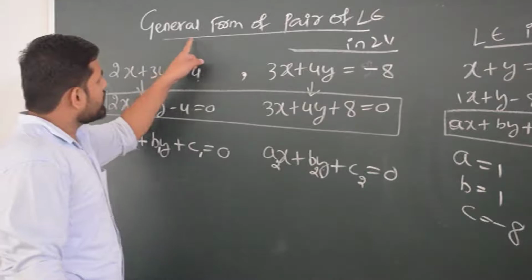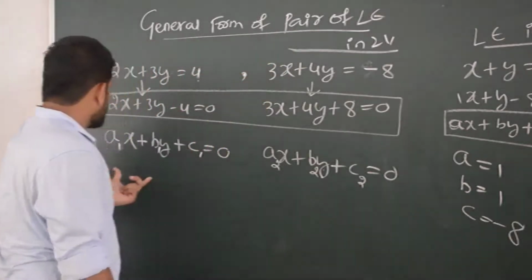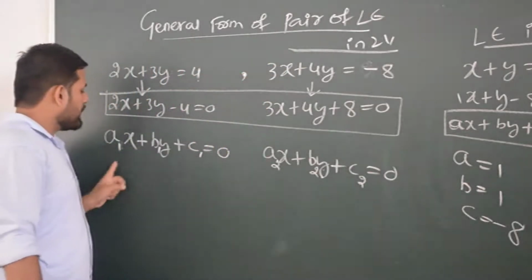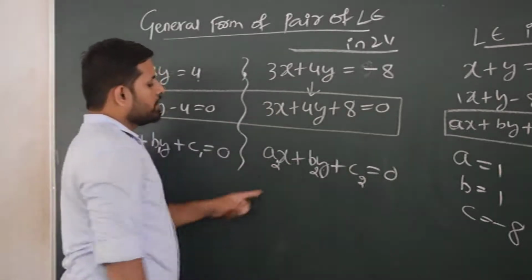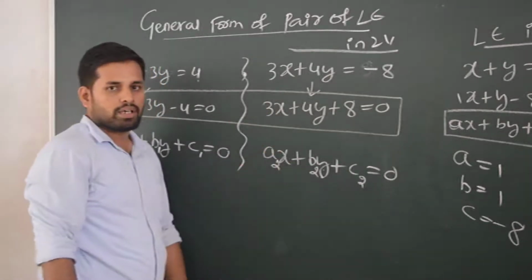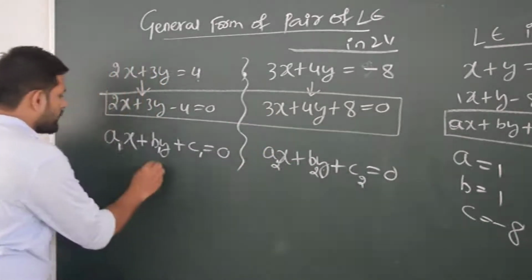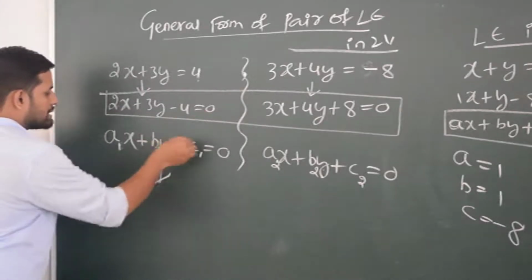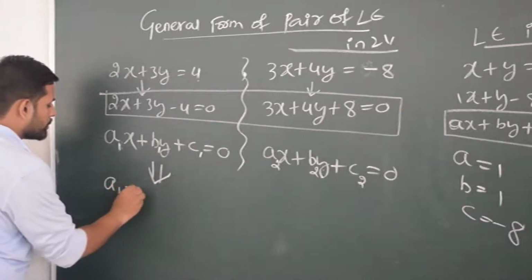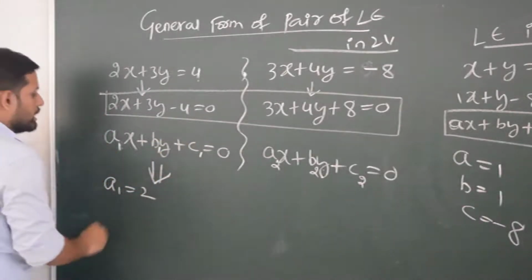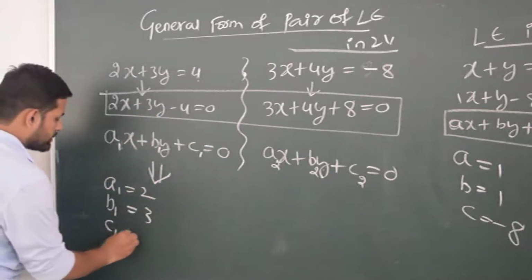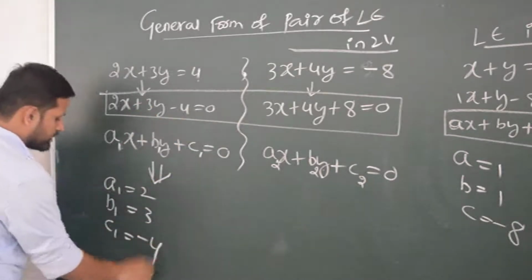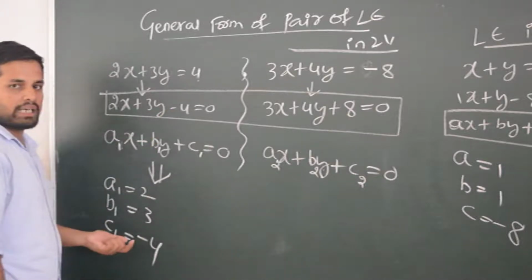But whenever we are studying about a pair, this is the first equation, so this a, b, c are called a1, b1, c1. The second equation, we are calling it as a2, b2, c2. Understood? Are you understanding my point? Now when you compare this equation with the standard equation, I am going to say a1 is equal to 2, right? Then what is the value of b1? b1 is going to be 3. Then what is the value of c1? c1 is minus 4. So if minus is there, you are supposed to write minus only.